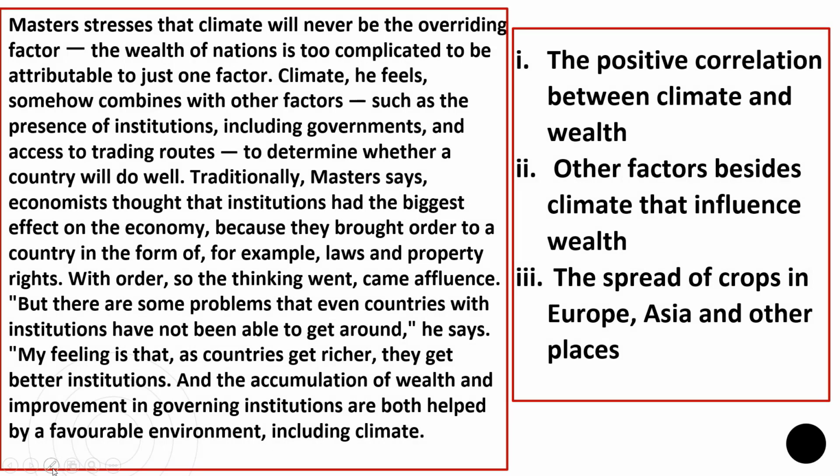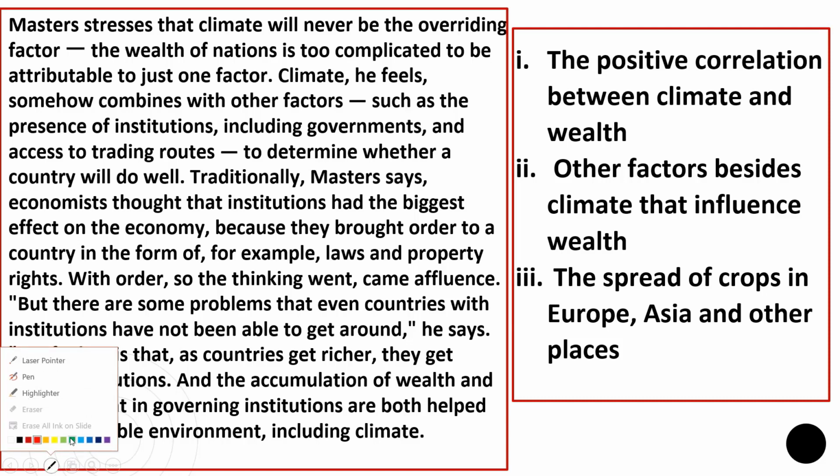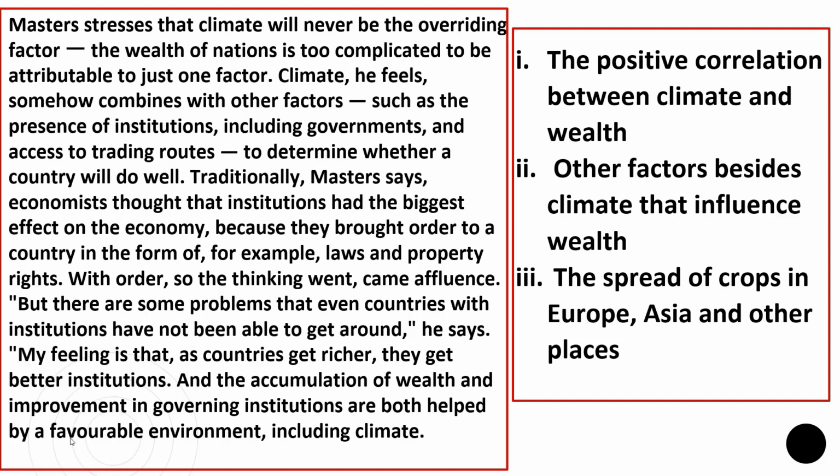As you can see, we have matching headings, 2 sections. This is the question where we practice skimming. First, we read the first and last sentences in this paragraph and underline the keywords. Keywords could be names, numbers, verbs, nouns, or adjectives. So let's read the first sentence. Master stresses that climate will never be the overriding factor. The wealth of nations is too complicated to be attributable to just one factor.